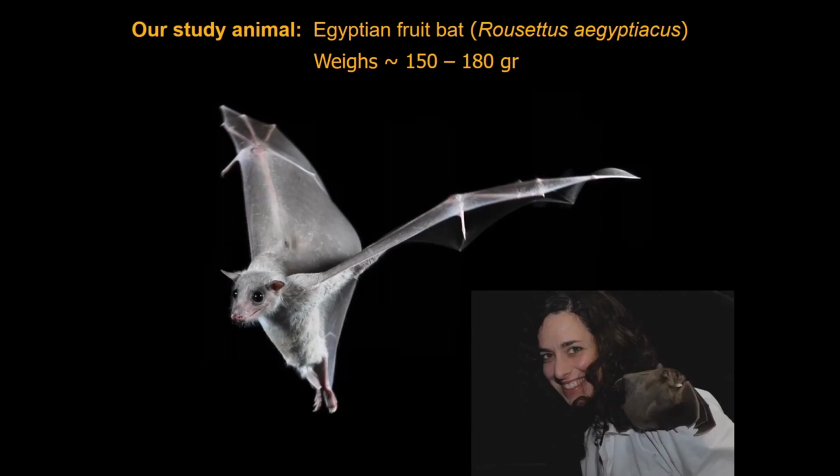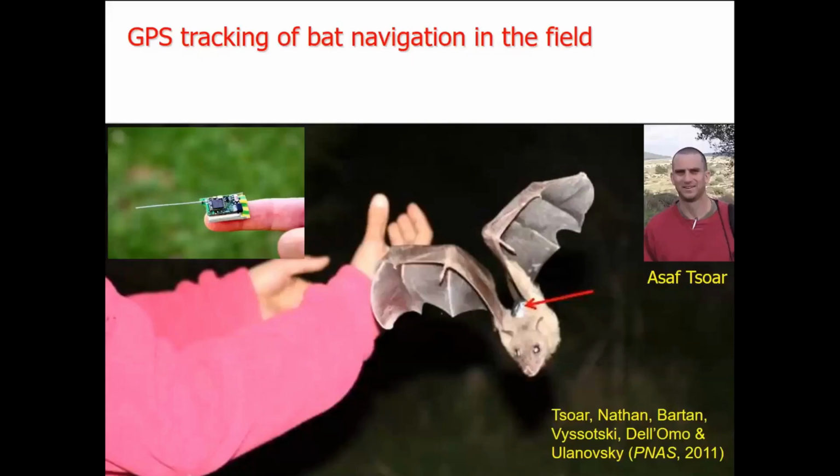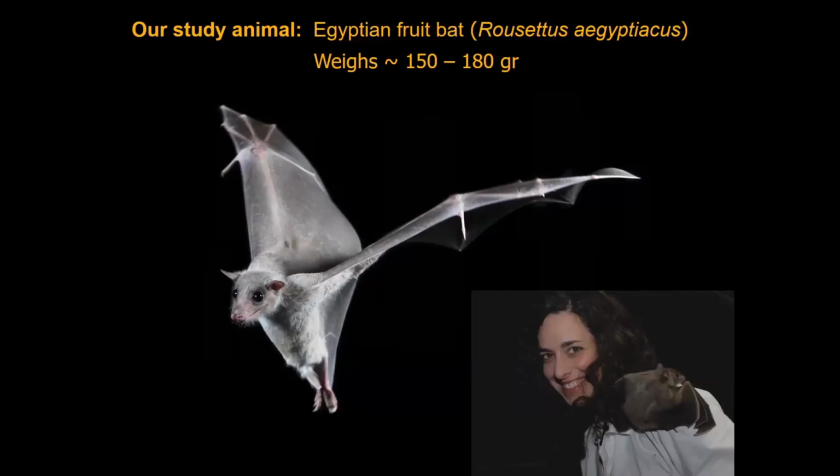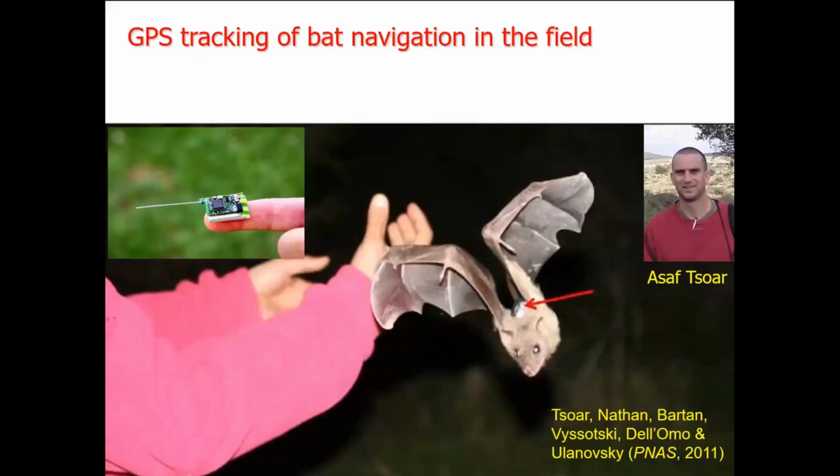But from a practical perspective, because they are big, we can put quite a lot of weight on them. So we can put neural logger systems, localization systems, etc. So they can carry quite a lot of electronics. Of course, we also miniaturize the electronics a lot, but it also helps to have a bigger animal.